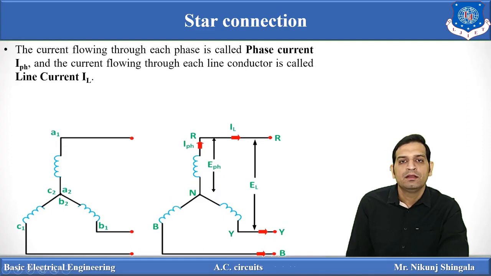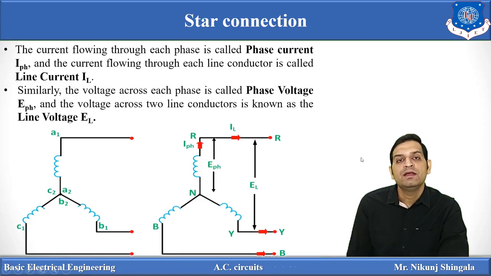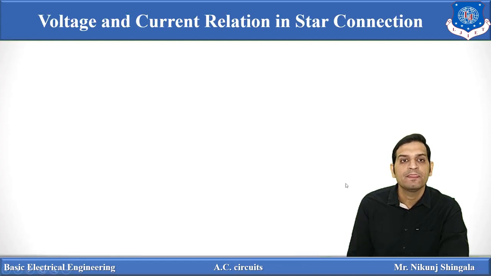Now the phase current, as I told you, is denoted by I phase, which is flowing through the phase, and line current is flowing through the line conductor, which is denoted by IL. Here there are three line currents: IR, IY and IB. Similarly, phase voltage is the voltage across each phase, which is denoted by E phase or V phase, and voltage across two line conductors, two lines, is nothing but the line voltage, which is denoted by EL or VL. Here there are six line voltages that I have already discussed.